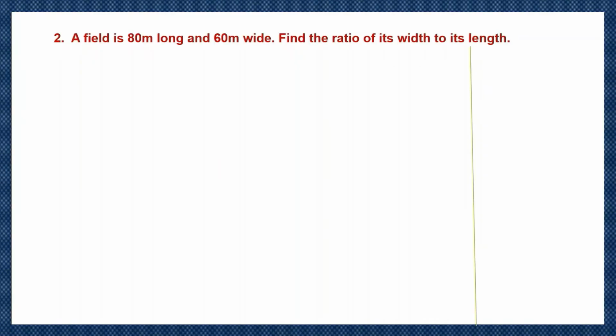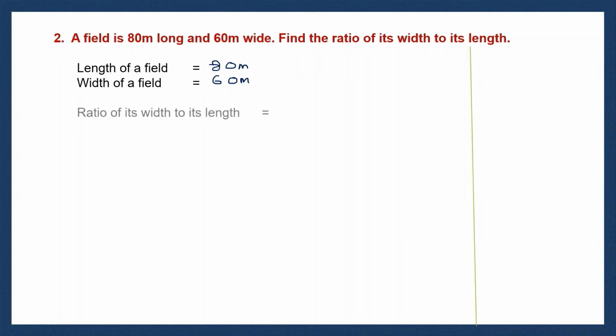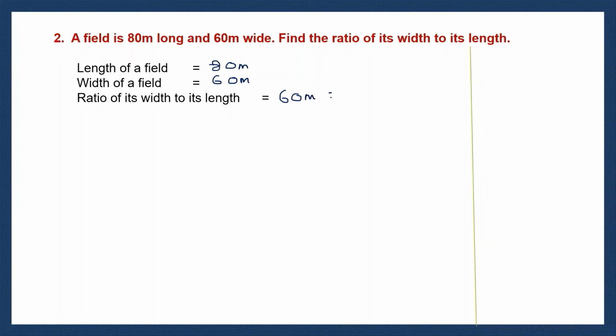Question 2. A field is 80 meters long and 60 meters wide. Find the ratio of its width to its length. So let's start. Length of the field is 80 meters. Its width is 60 meters. Now we need to find the ratio of its width to its length. That means 60 meters is to 80 meters.